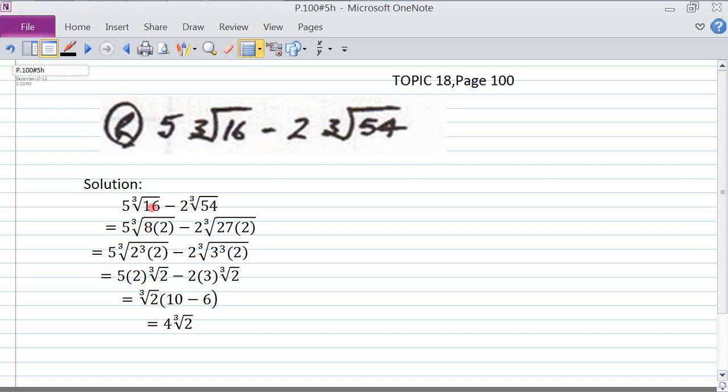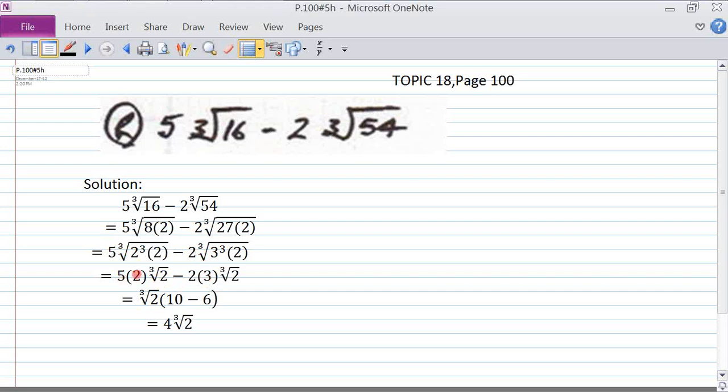So 16 is 8 times 2. 54 is 27 times 2. Right here, instead of the 8, I'm writing 2 cubed. Instead of the 27, I'm writing 3 cubed. Now, the cube root of 2 cubed is 2, and that's why it appears right here. The cube root of 3 cubed is 3, and that's why it appears right here.